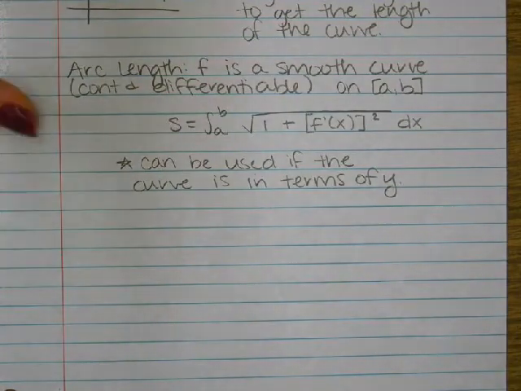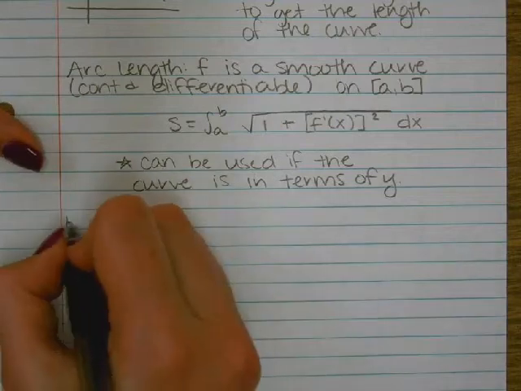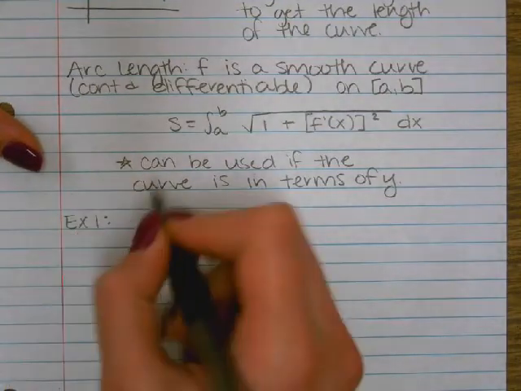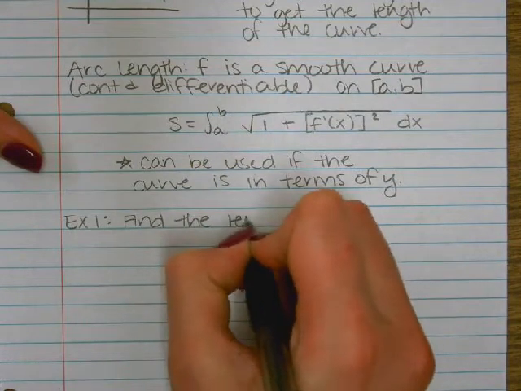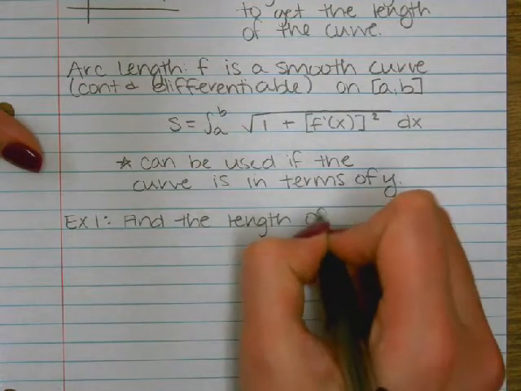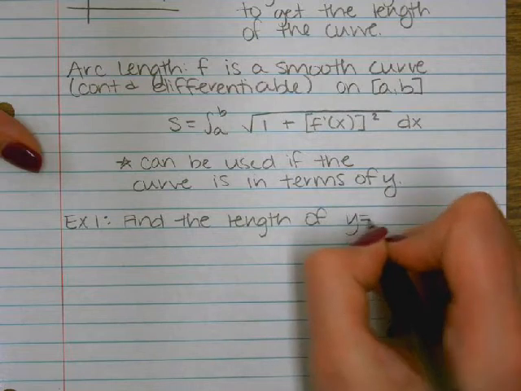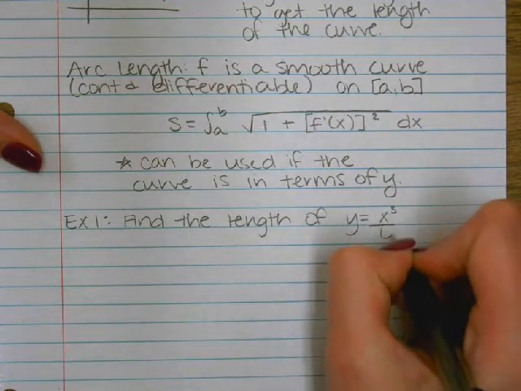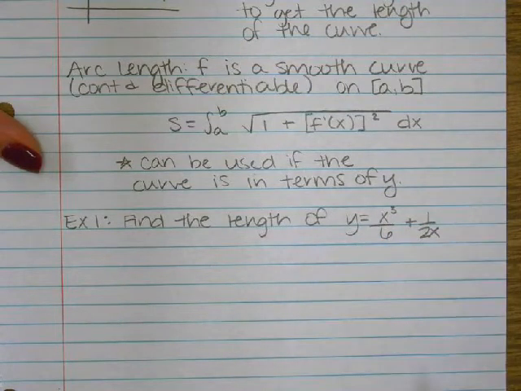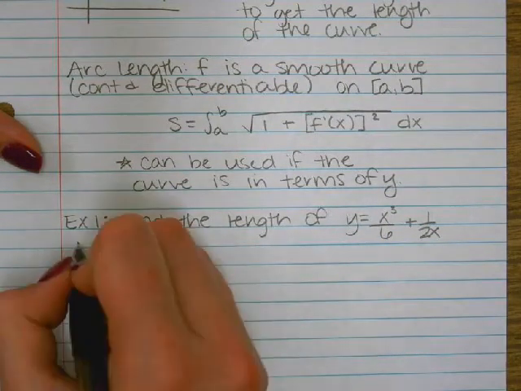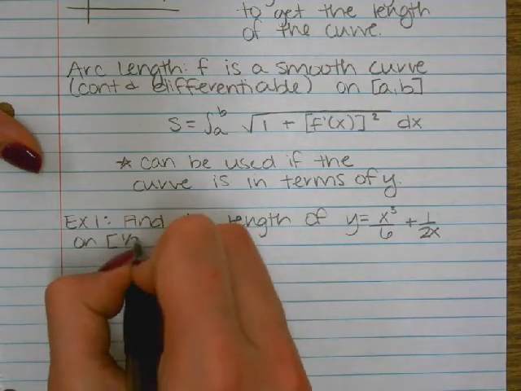Okay. So for our first example, we're going to find the length of the curve y equals x to the third over 6 plus 1 over 2x. And we're looking at this on the interval from 1/2 to 2.